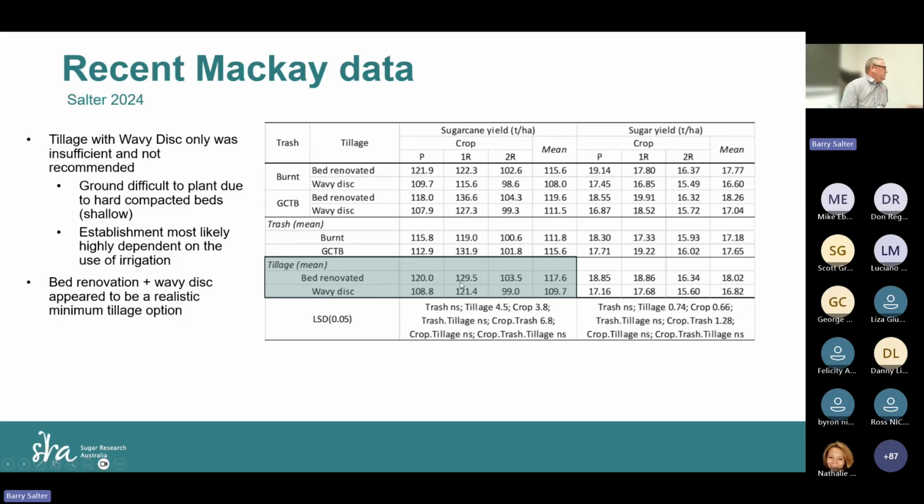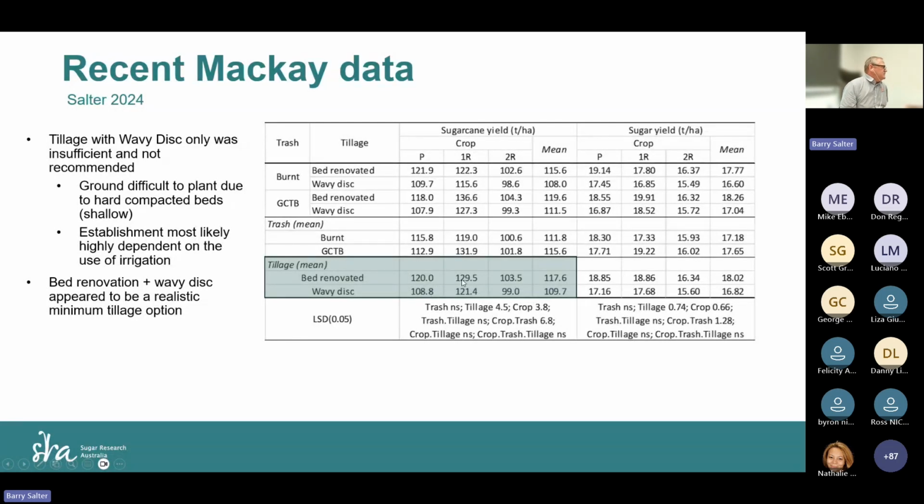And again, you can see those yield differences there. So in the plantain crop, where we had the full tillage with our bed renovator, we've got 120 tonnes per hectare versus 108, 109 with just the wavy disc. So you can see there that yield difference again.